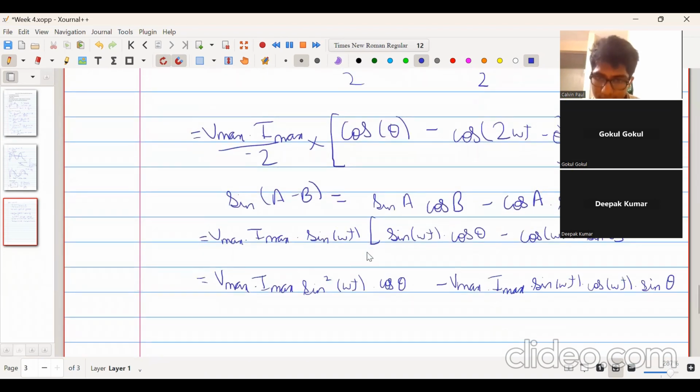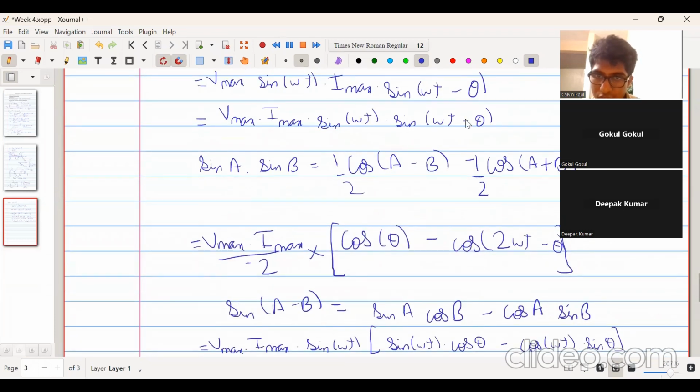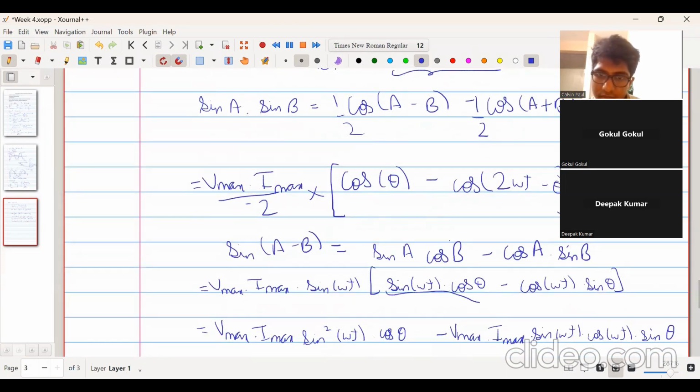But sir, there is no sine A minus B. This is not sine A minus B; when I expand sine of omega t minus theta, I will get the expansion of this. It comes out to be this. Is this correct? Yes, sir. Then I multiply it by sine omega t. By V max, I max sine omega t, I'll multiply these two terms and I will get it in this form. Okay? Yes, sir.